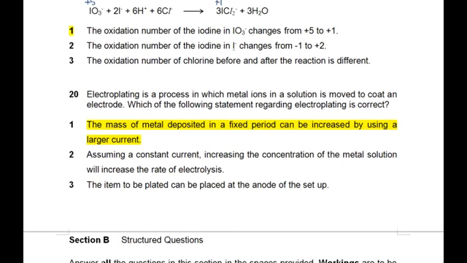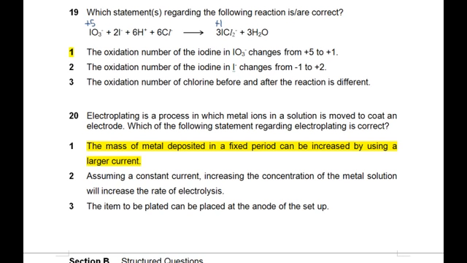We look at question 19. Let me just show it down a bit. Question 19. Which statements regarding the following reactions is or are correct? We've got to determine the oxidation number for iodine and chlorine when we tackle this question.